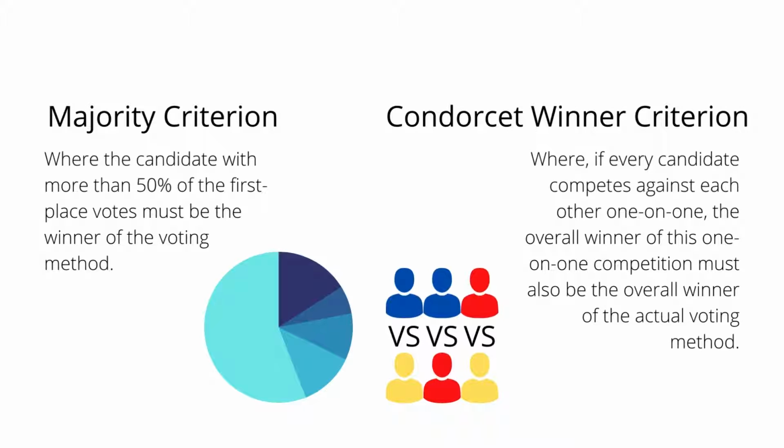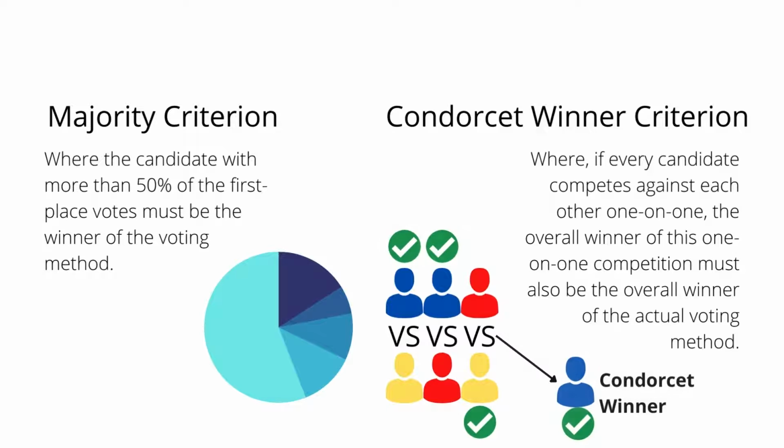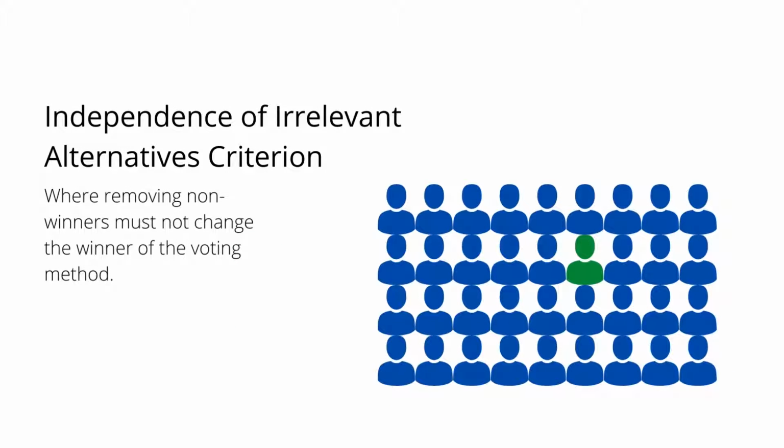Condorcet winning method, where if every candidate competes against each other one on one, the overall winner of this one on one competition must also be the overall winner of the actual voting method. Independence of irrelevant alternatives criterion, where removing non winners must not change the winner of the voting method. Monotonicity criterion, where a winner should remain a winner in a re election if the changes made are all beneficial to the winner.